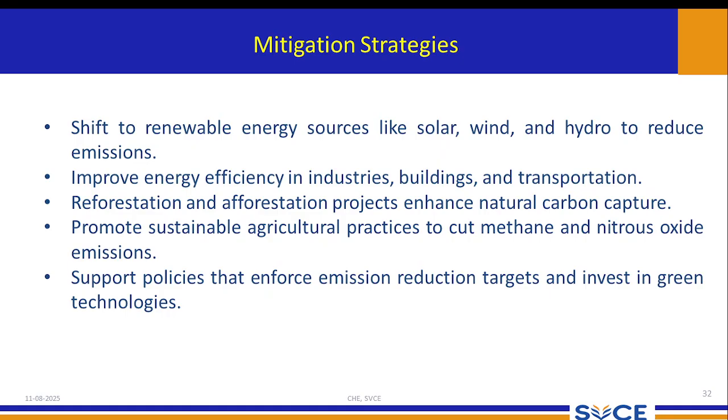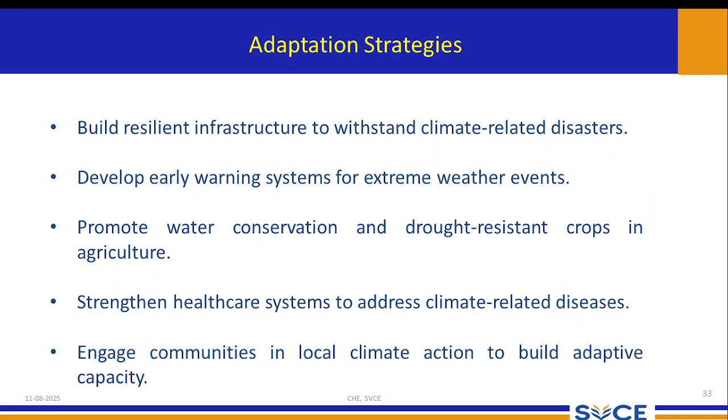Mitigation strategies: shift to renewable energy sources like solar, wind, and hydro to reduce emissions; improve energy efficiency in industries, buildings, and transportation; reforestation and afforestation projects enhance natural carbon capture; promote sustainable agriculture practices to cut methane and nitrous oxide emissions. Underline the words sustainable agriculture practices. Support policies that enforce emission reduction targets and invest in green technologies.